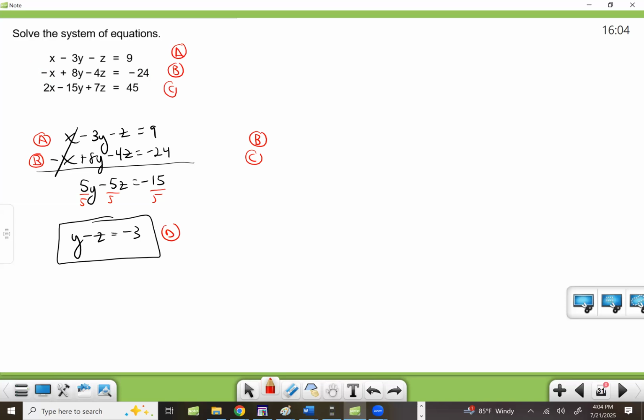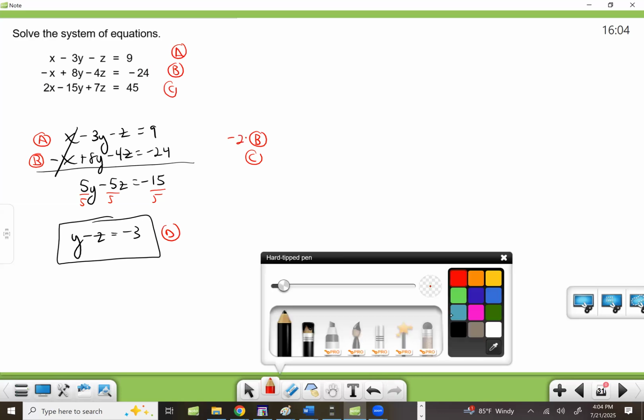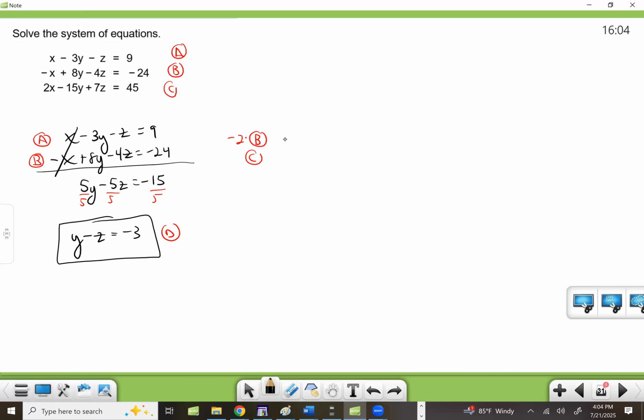All right, so I'm going to do negative 2 times equation B right now. If we do negative 2 times this first term, we're going to get negative 2x. I'm sorry, we're going to get positive 2x. You know what, you guys? Not a negative 2. What am I talking about? We want to multiply by a positive 2.